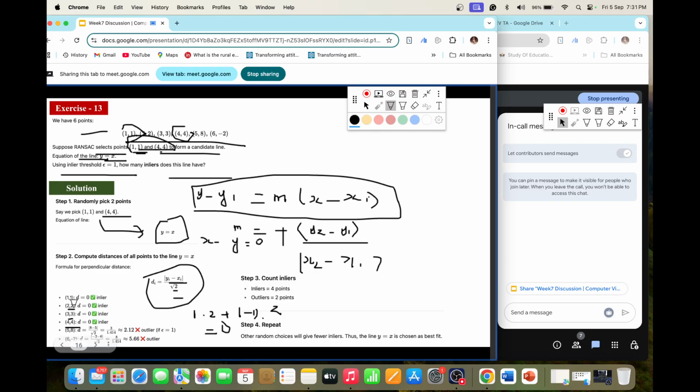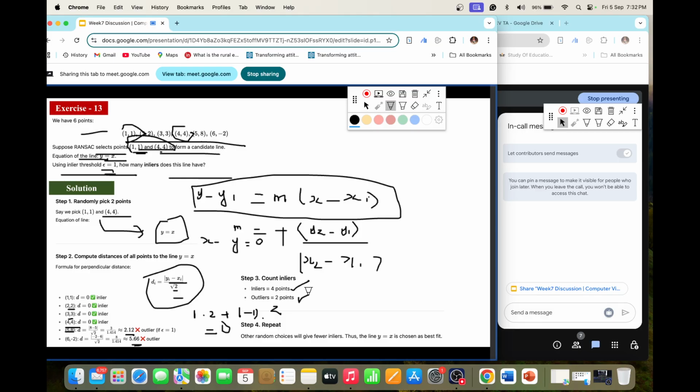You just calculate 5 comma 8 and 6 comma minus 2. For 5 comma 8, your distance is coming 2.212, but your inlier threshold is 1, so this distance is greater than 1, so actually this is an outlier. Okay, again 6 comma minus 2, the distance is coming 5.66, so again it is greater than our threshold, so that is why again it is an outlier. Okay, so we have 4 inlier points and we have 2 outliers.